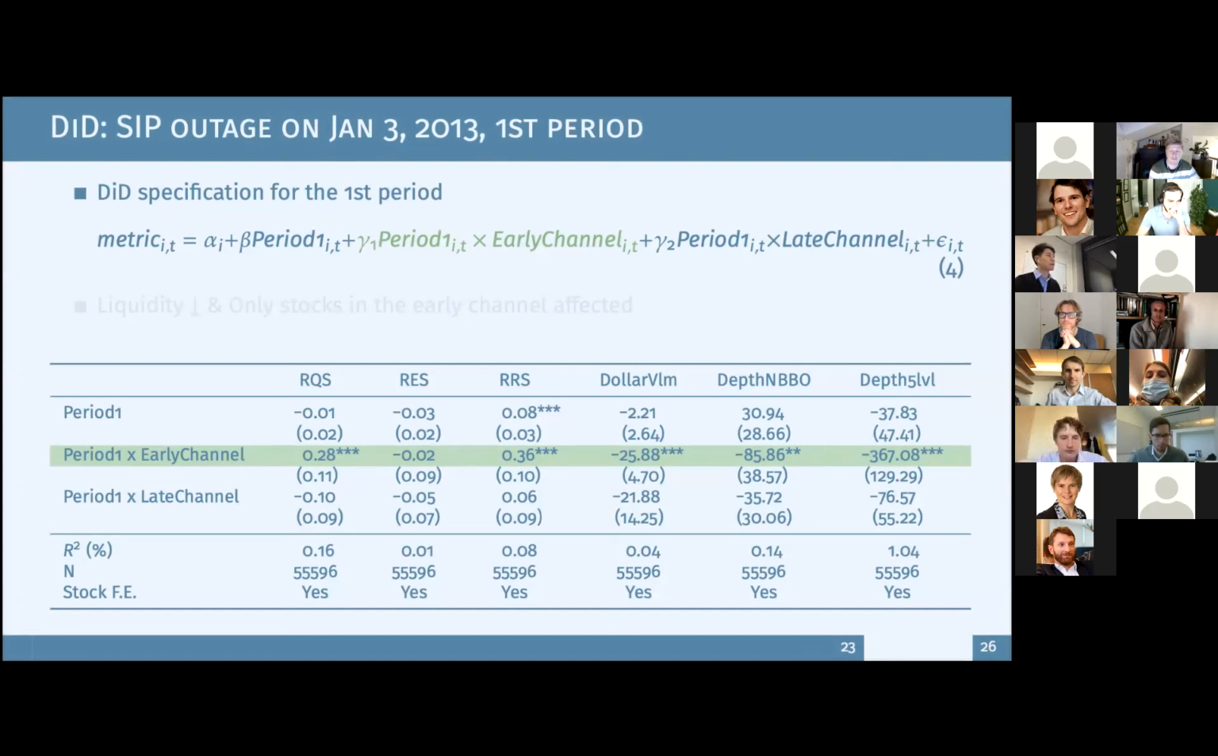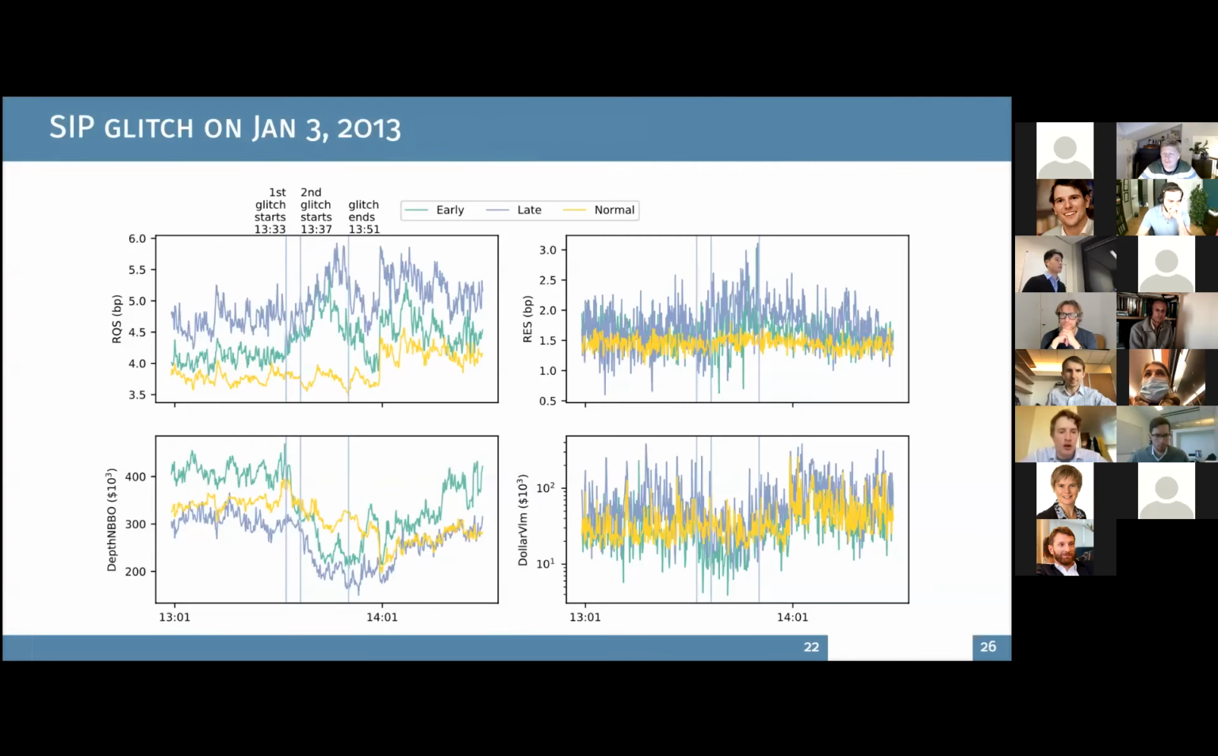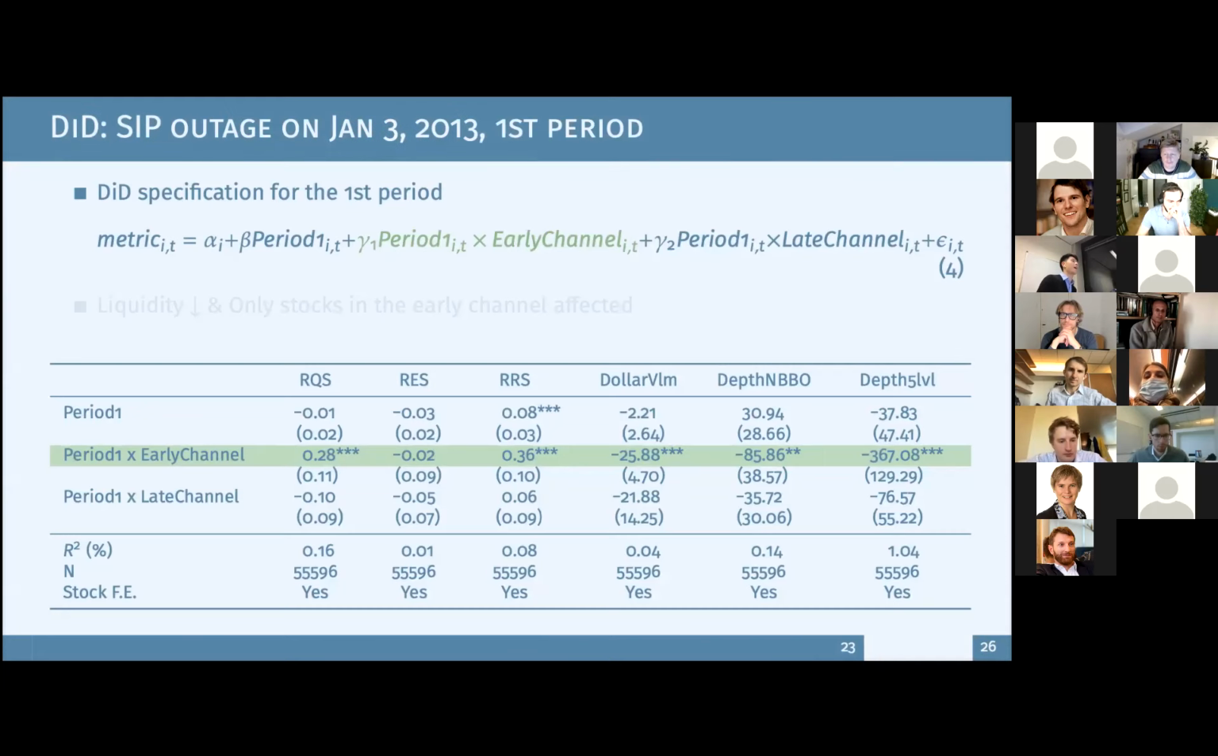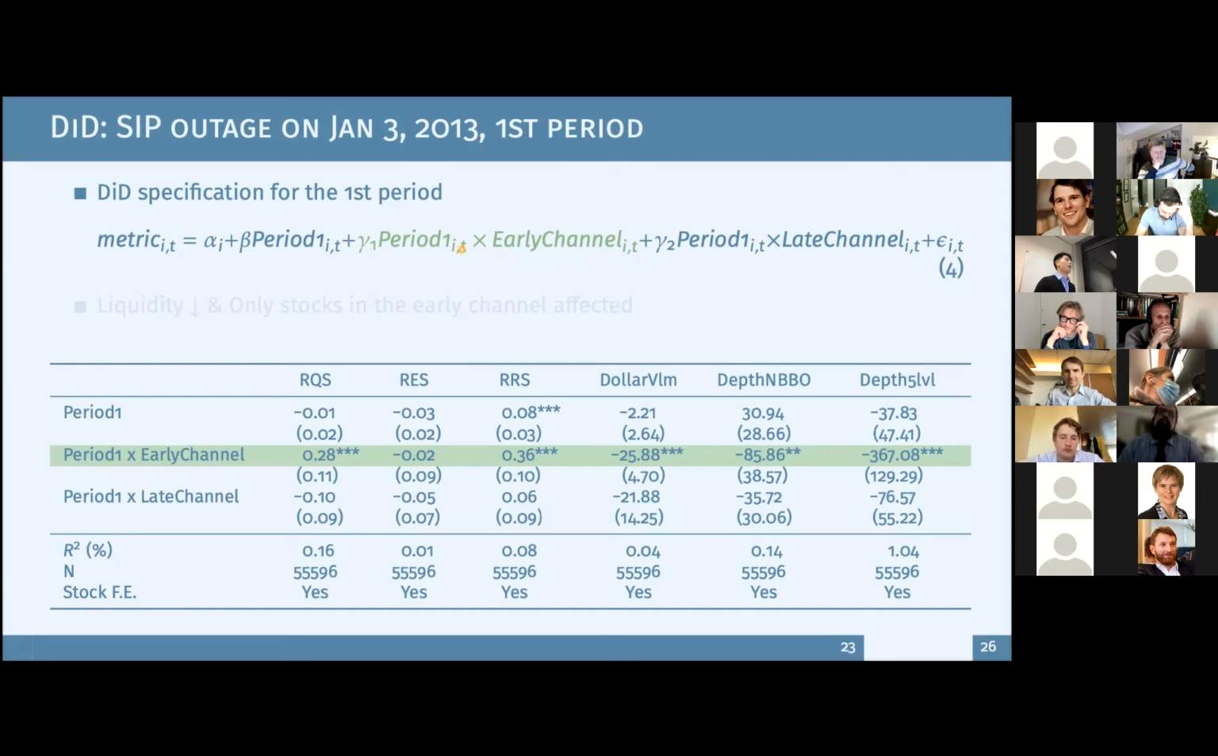Right, thanks. So I've just shown you some visual evidence. And here are the regression results confirming the findings. The first regression looks at the first period, that is, after the start of the first outage but before the second. I think the variable of interest here is the interaction term.